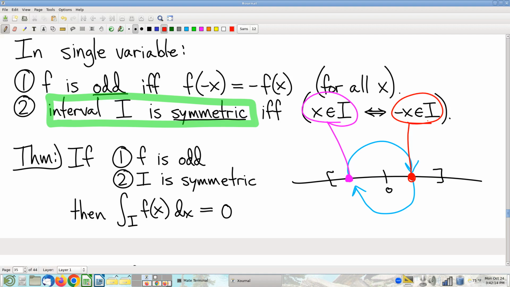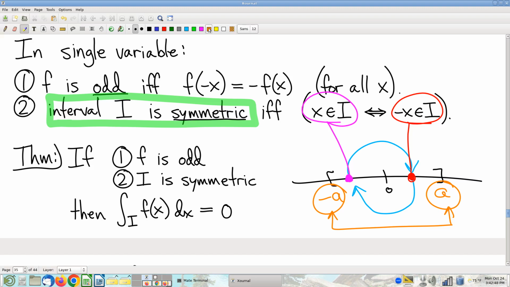Symmetric interval, another way to think of it is what I've got here, that whenever you have a point, the reflection of that point is also in the interval. Another way to think about this, and probably the way you saw it in your single variable class, was that the interval is from, for example, negative a to a, that these endpoints are negatives of each other. Those are all equivalent formulations.